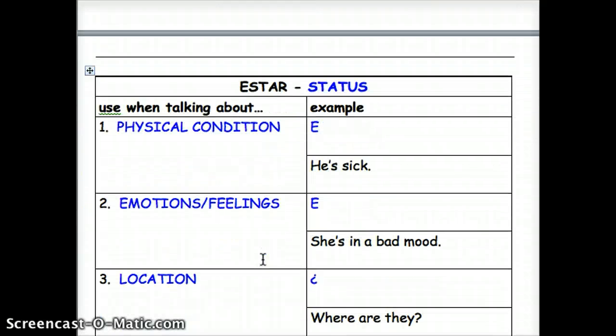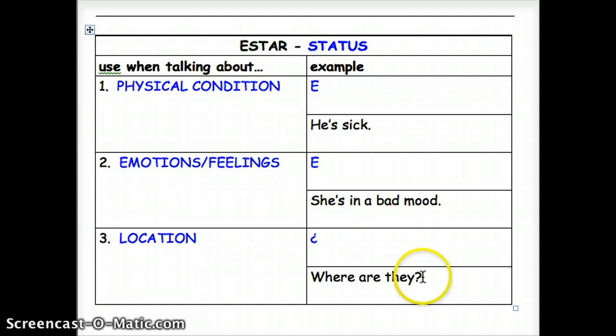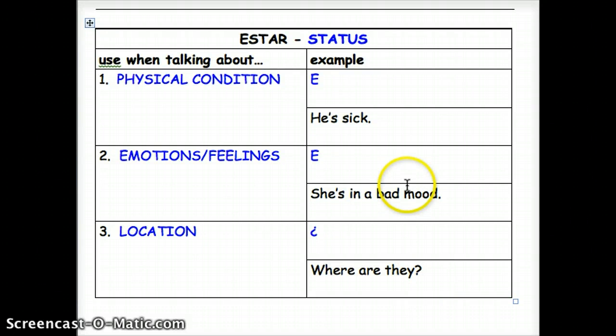The other verb that's going to be used to mean to be is estar. And when you think of estar, I want you to think of status, even your Facebook status. So what do people put up on their Facebook status? Where they are, how they're feeling, and that will help you remember that it's physical condition, emotions or feelings, and location that is used. Those are reasons why you would use estar.